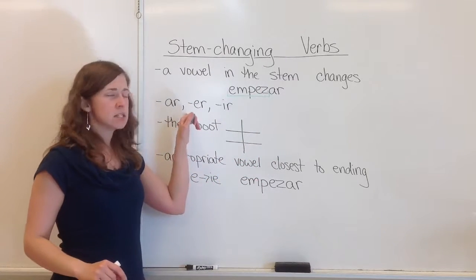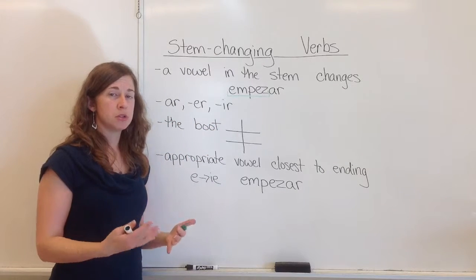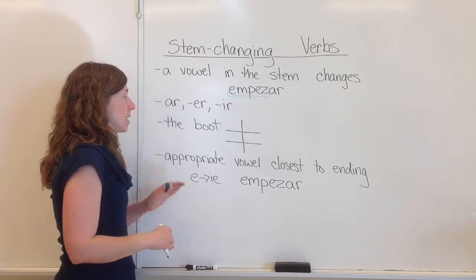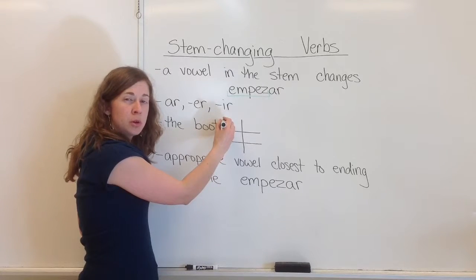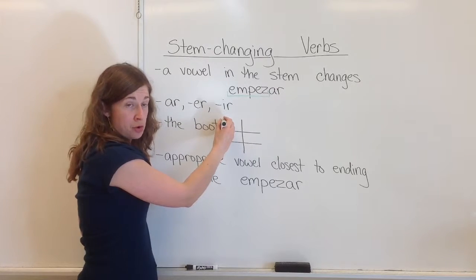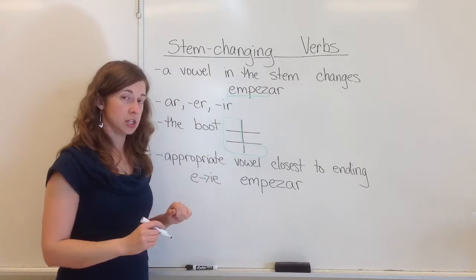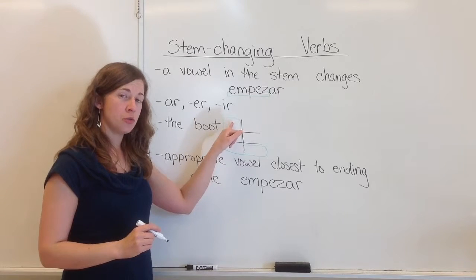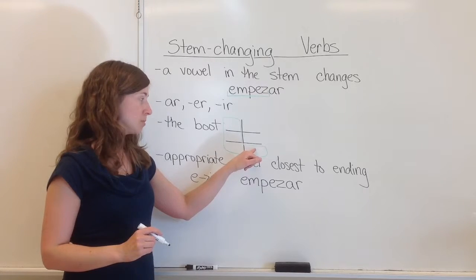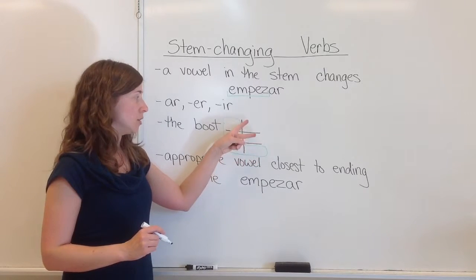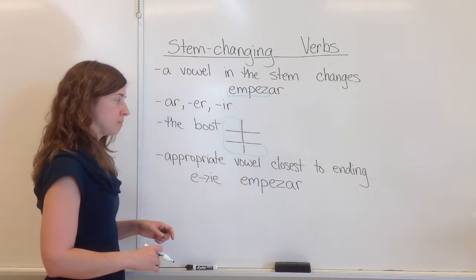Now, stem changing can occur in AR, ER, or IR verbs. So we're going to be using all three sets of endings. The boot is also a very helpful thing here. If you remember, we learned about the boot when we learned to conjugate IR verbs. So when you're conjugating in the yo form, the tú form, the él, ella, usted, and the ellos, ellas, ustedes forms, that's when you're going to stem change. If you're conjugating in the nosotros or the vosotros forms, you will not stem change.